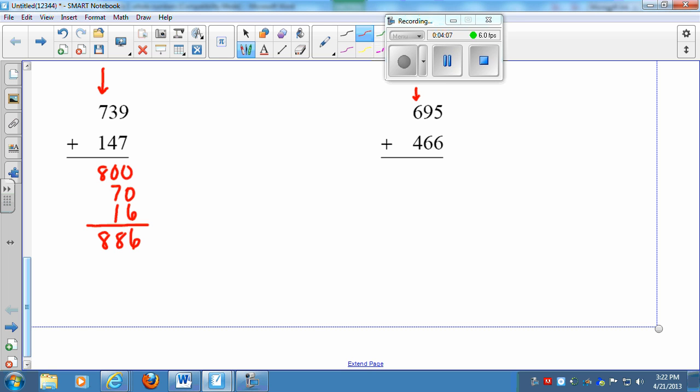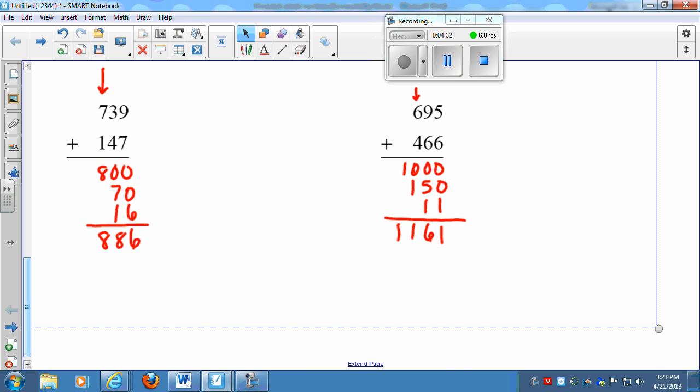Trying it on this three-digit addition problem. 600 plus 400 is 1,000. Notice again, I write down the 1,000 and I move it over 1 to continue to hold its place. 90 plus 60 is 150. 5 plus 6 is 11. Adding these up, I get 1,161. So again, we're keeping the digits aligned in their place. This is called partial sums, and it will lead us eventually to addition in algebra.